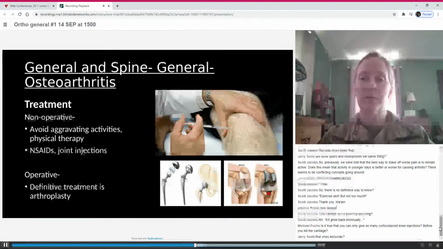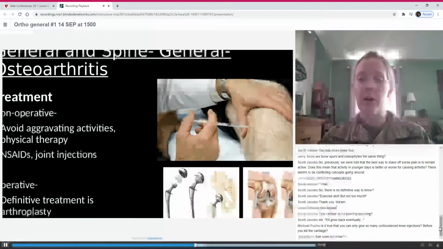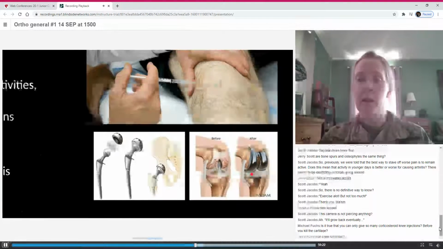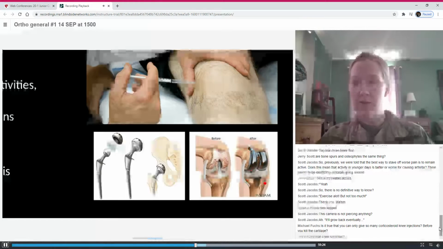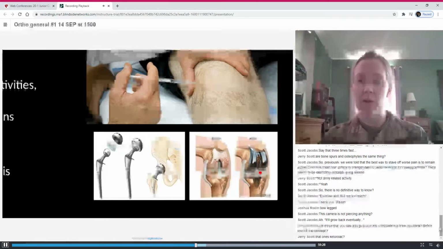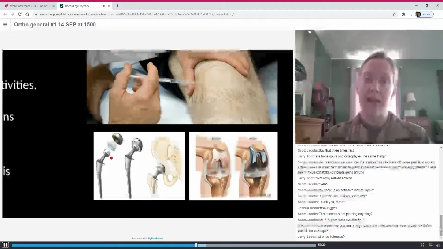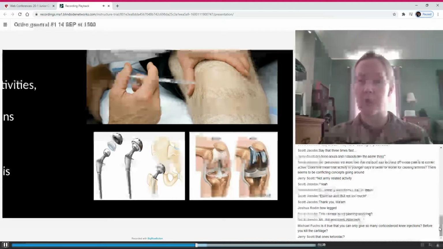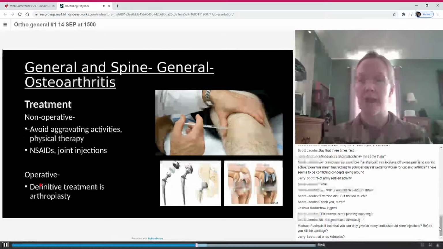So nice knee replacement here on the right, showing those shiny metal parts. Here's more metal in the tibial portion, and then that polyethylene spacer. Same here with the hip, with the acetabular cup, a stem that goes into the femur and replicates the femoral head, and a nice spacer there as well. So again, definitive treatment is going to be that arthroplasty.